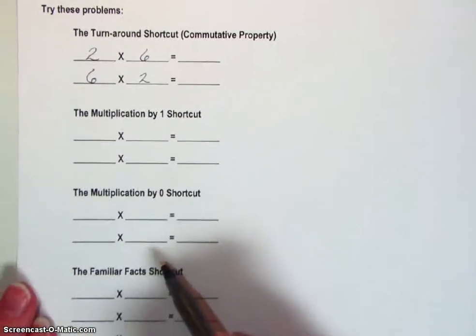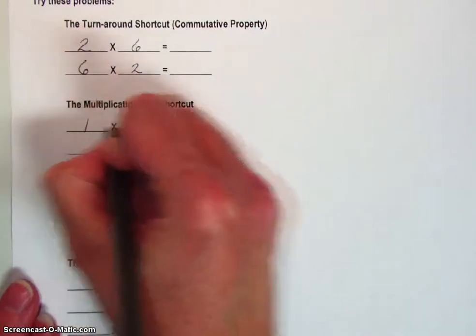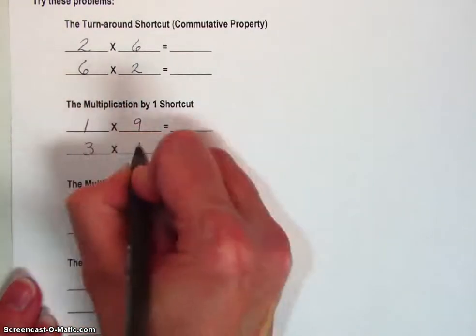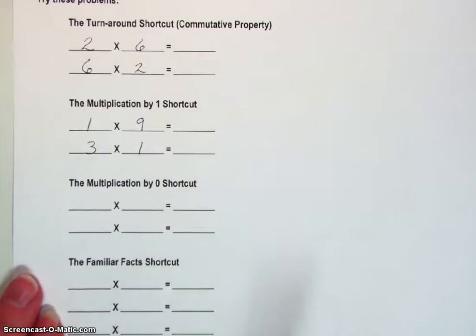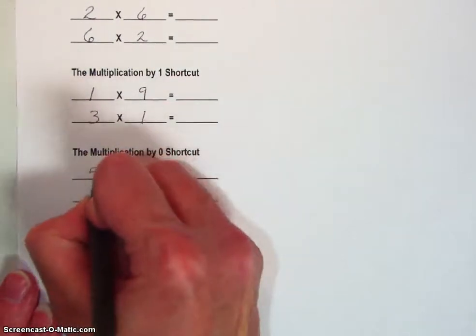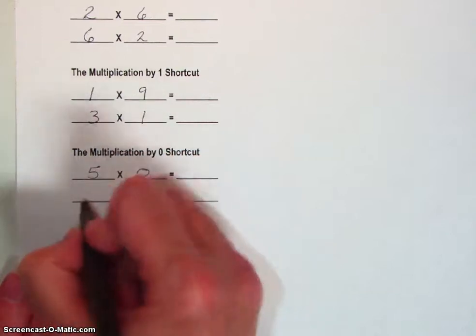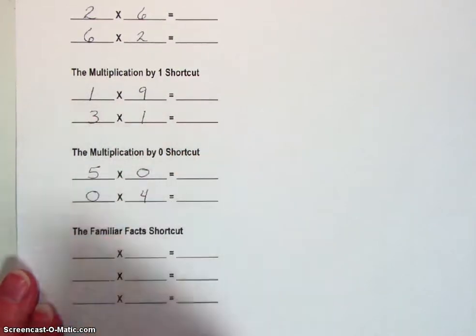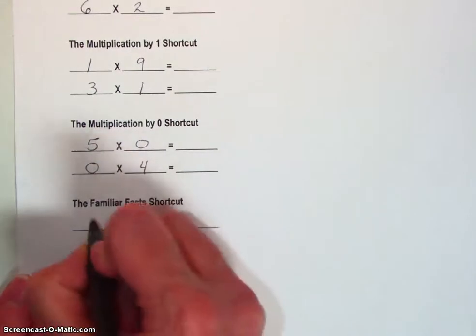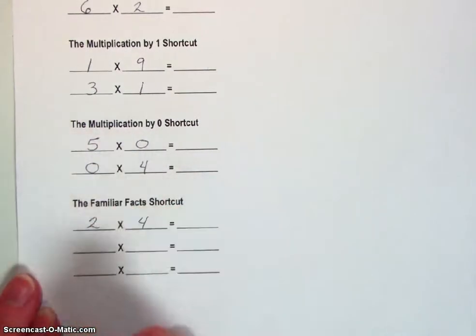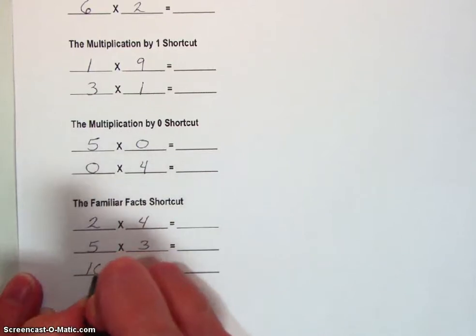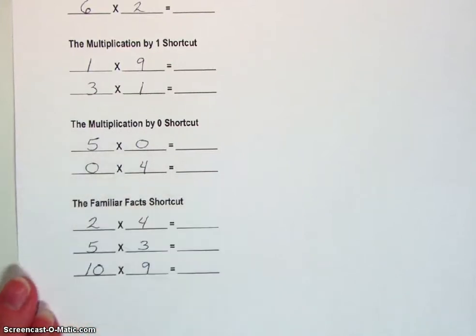On the multiplication by 1 shortcut, we're going to do 1 times 9 and 3 times 1. And I'll let you figure out the answers. Multiplication by 0 is 5 times 0 and 0 times 4. And then the familiar facts. We're going to go 2 times 4, 5 times 3, and 10 times 9.